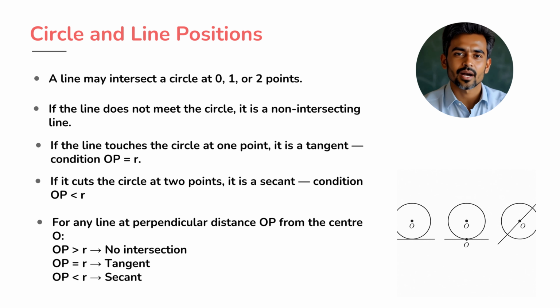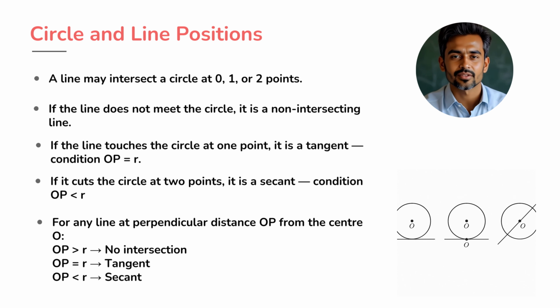Let's now talk about how a line can interact with a circle. Depending on where it's placed, a line can have 3 different relationships with a circle. Case 1. If the line doesn't touch the circle at all, it's a non-intersecting line. This happens when the perpendicular distance from the center to the line, let's call it OP, is greater than the radius. So, OP greater than R, no intersection.